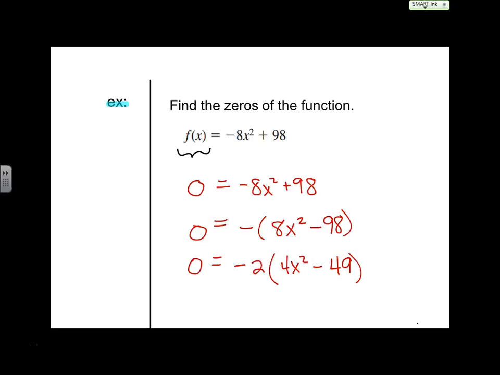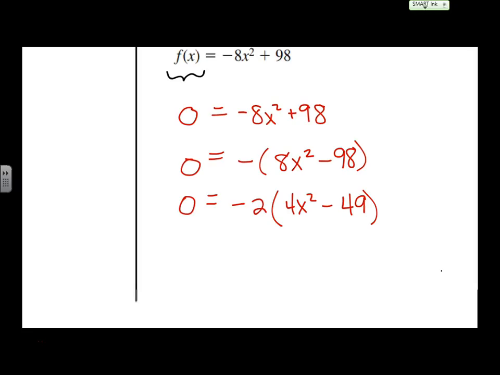The zero's just chilling over there until we can finish our problem. What do you notice about 4 and 49? How are they both special? They are special, they're perfect squares. 2 and 7, and 7.